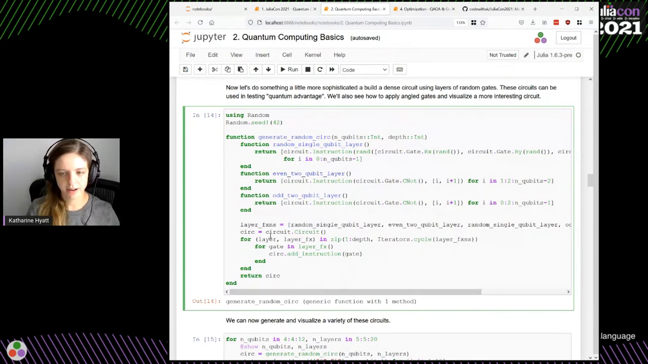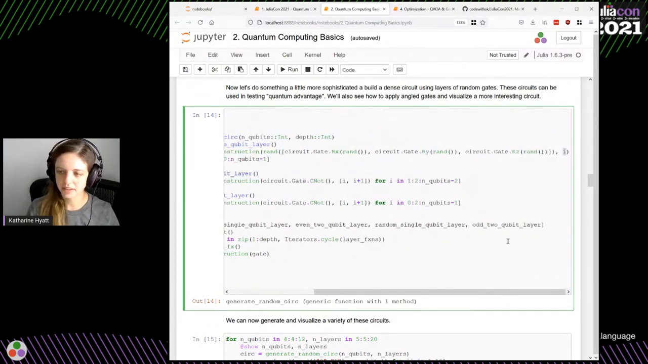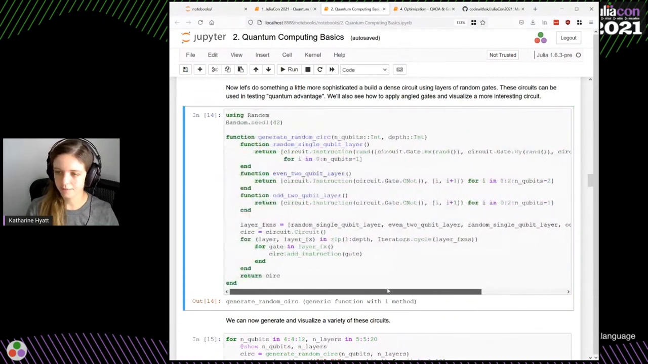We create an array of these layer generating functions. So the order in which we would like to apply them is the random single qubit layer, the even two qubit gates layer, again the random singles, and then the odd two qubit layer. So that's just saying we want to create a pancake stack of these in this specific order.